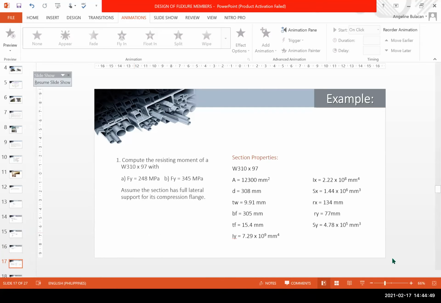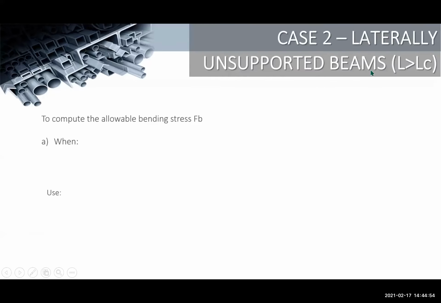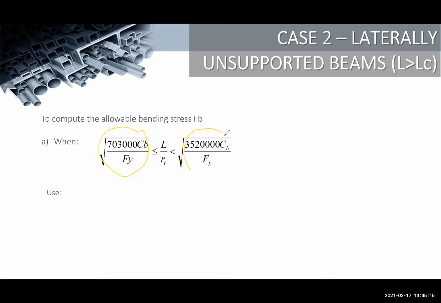Next, so next we have laterally unsupported beams. So, for laterally unsupported beams, we also have this condition. So, ito yung magiging basis natin. So, you need to compute for this. Tapos, ang i-compute natin generally is this one, or your L over RT, or your limiting slenderness ratio.